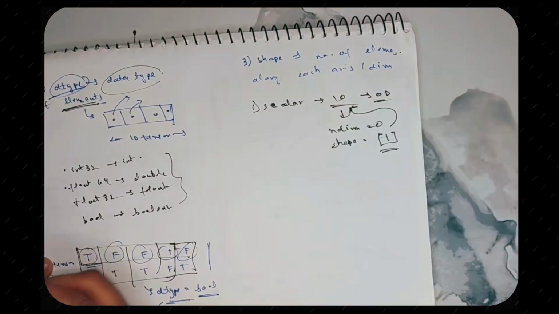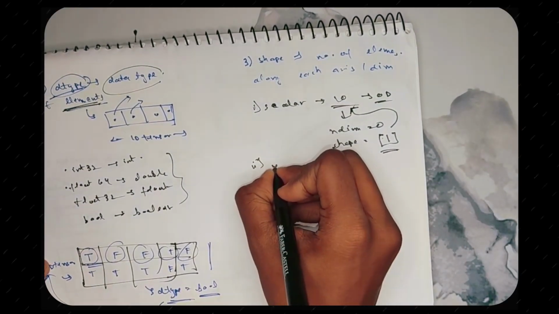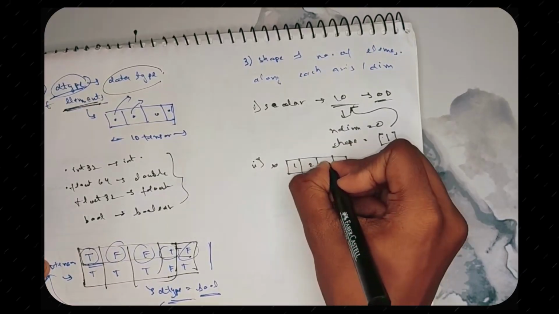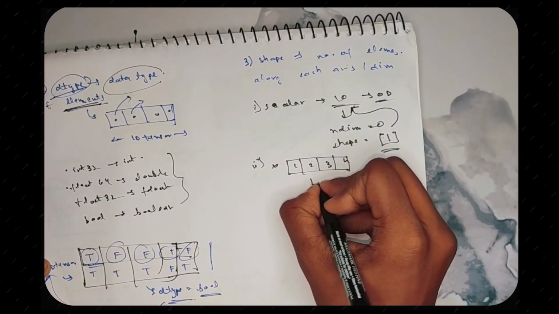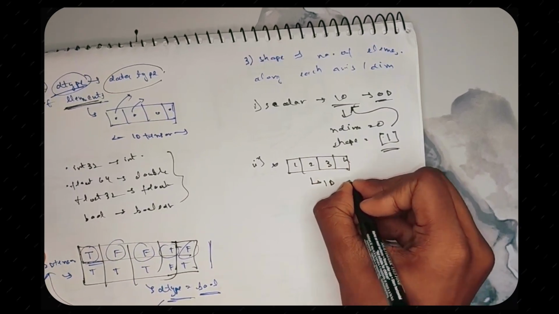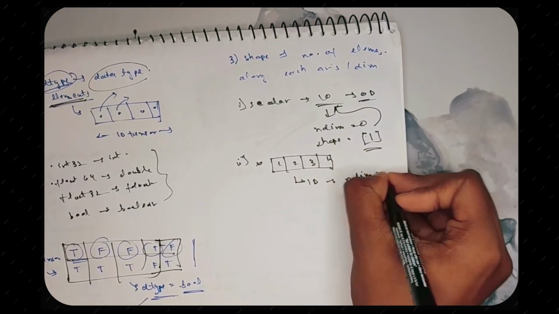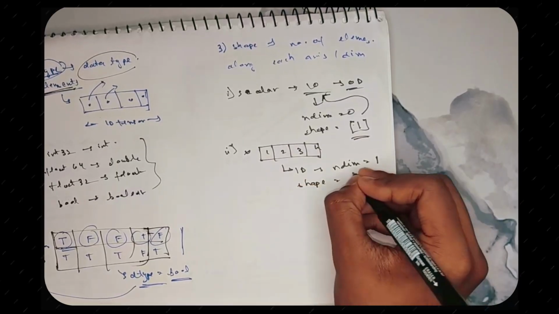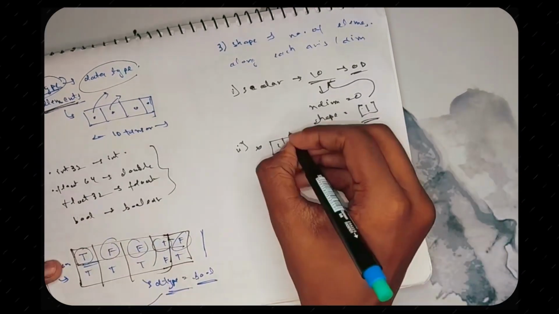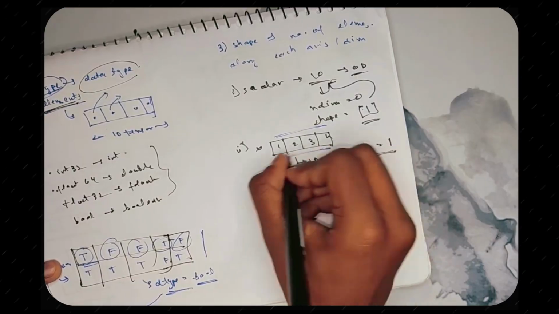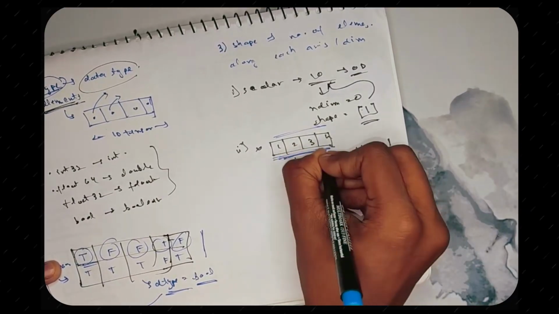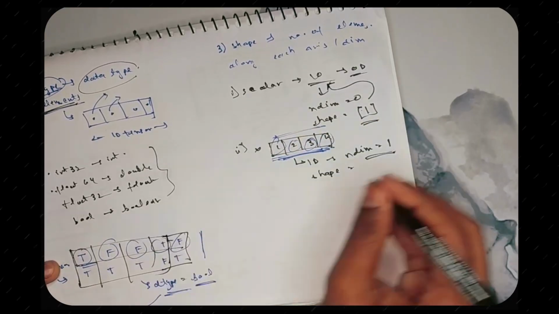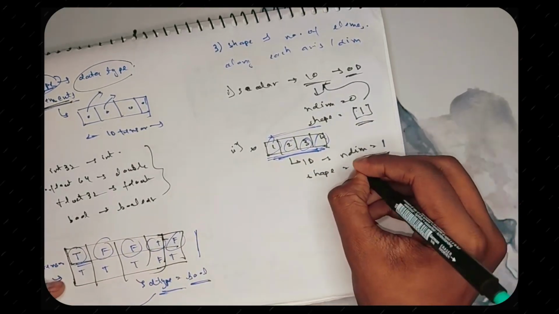Simple. Now let's say we have a vector. A vector looks like this. Suppose it has 4 elements, 1, 2, 3, 4. It is 1-dimensional data, so its n dimension is 1. But what about the shape? We have just one dimension, and across this dimension we have 4 elements, right? This one, this one, this one, and this one. So that is why its shape is nothing but 4.